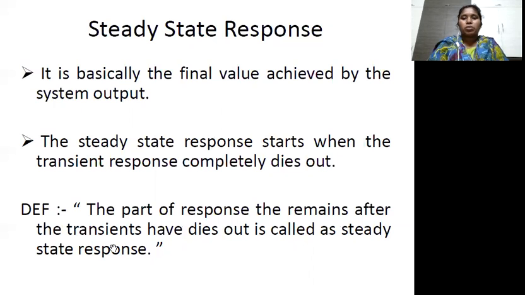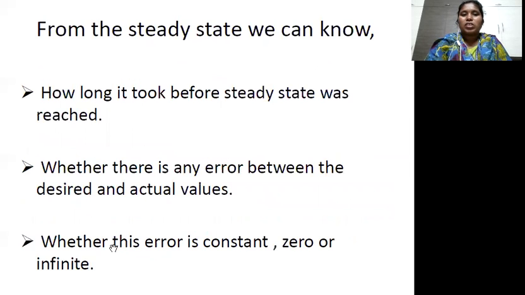So the steady state response starts after the transient response only. That means only after completing the transient response in a system there exists a steady state response. That means the transient response will completely die out. After that only the steady state response will start. So how can we define the steady state response? The part of the response that remains after the transient has died is called the steady state response. That means the part which remains constant in the response of a system after the transient response dies is called the steady state response. So this is the definition of the steady state response.